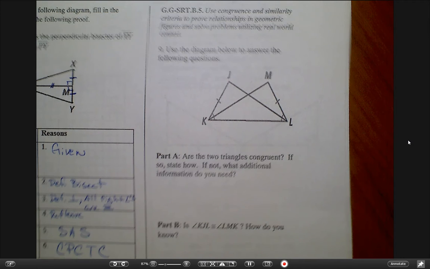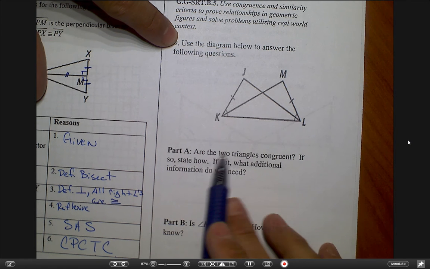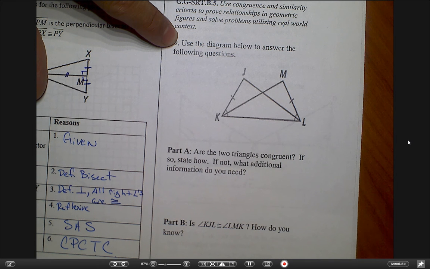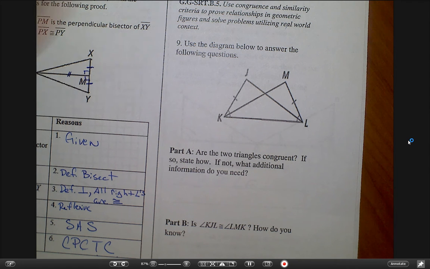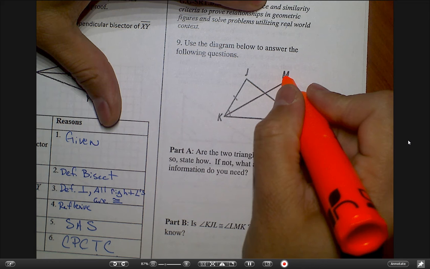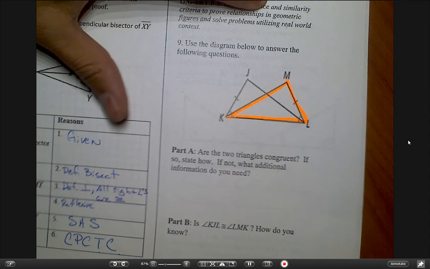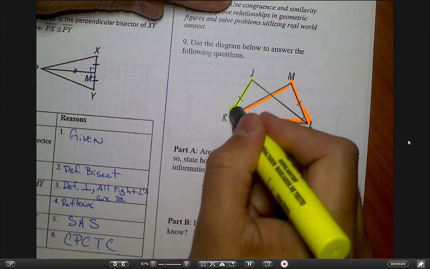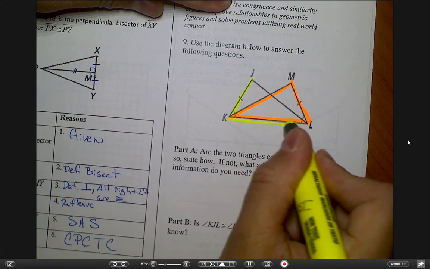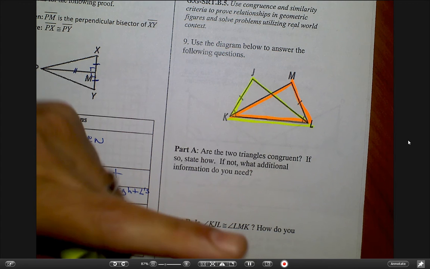All right, 9. Use the following diagram below to answer the following questions. Are the two triangles congruent? Let's see. If I'm looking at the two triangles, I'm going to trace over them so you guys could actually see this. Side, angle, side, and my other one is right here. There we go. So we have the two separate triangles there.